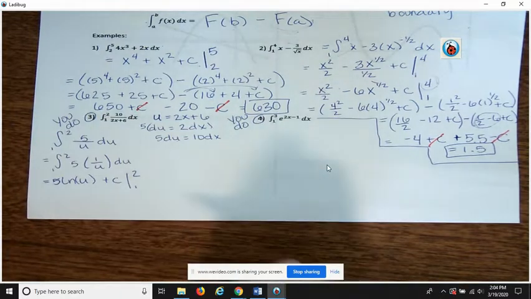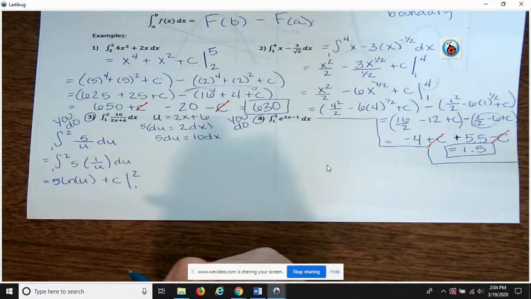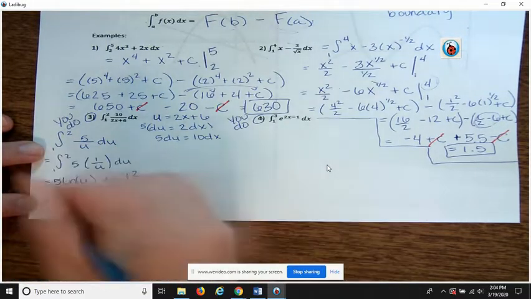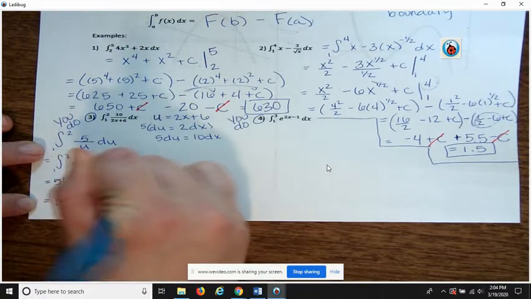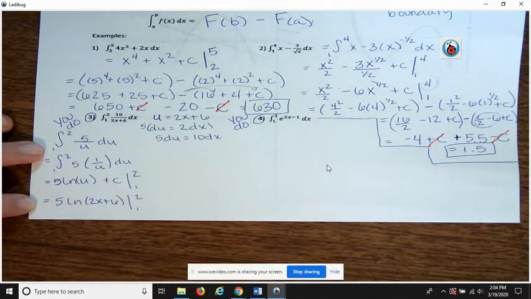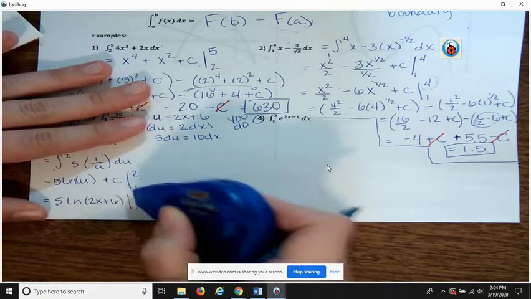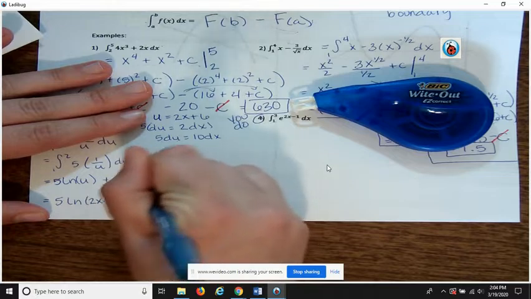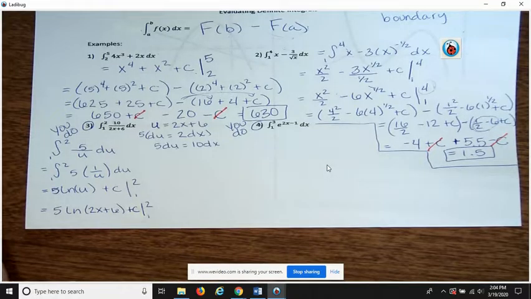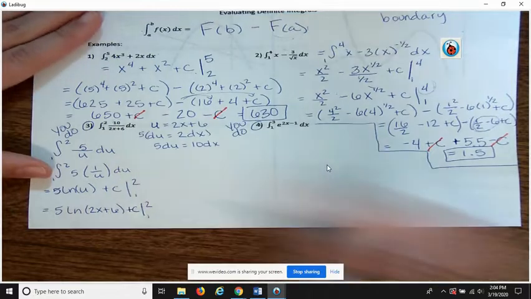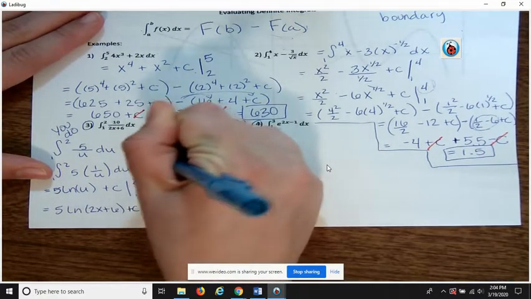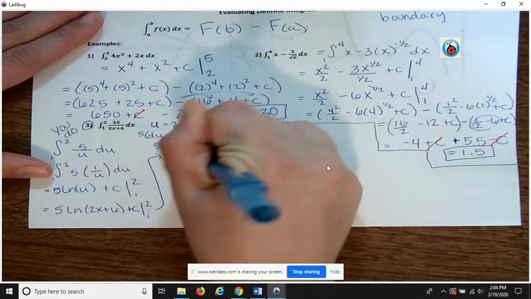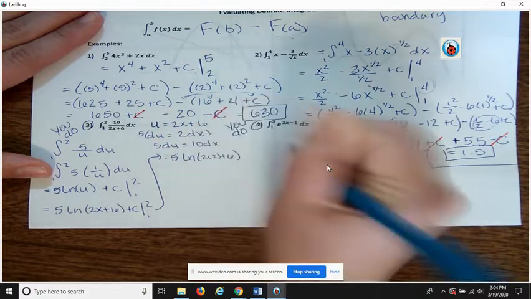But here we go. So now we need to sub our u back in. Okay, we've integrated. We need to sub our u back in. 2x plus 6. And now I have 1 and 2. Oh, I'm sorry. I forgot my plus c. Okay. Plus c from 1 to 2. And then now I want to actually evaluate. So I'm going to just slide up here real quick and say that this is equal to 5 times the natural log of 2 times 2 plus 6 plus c.